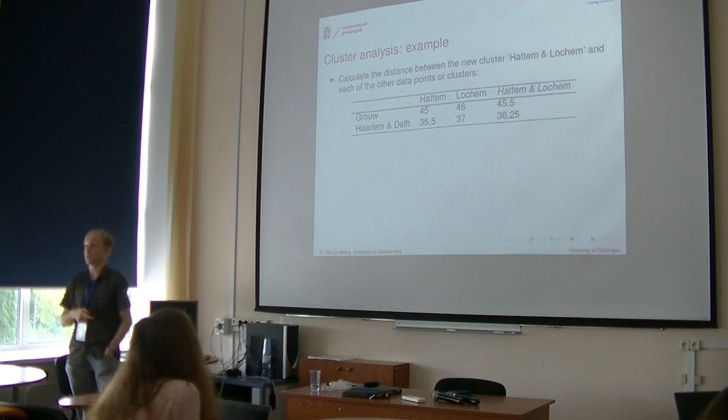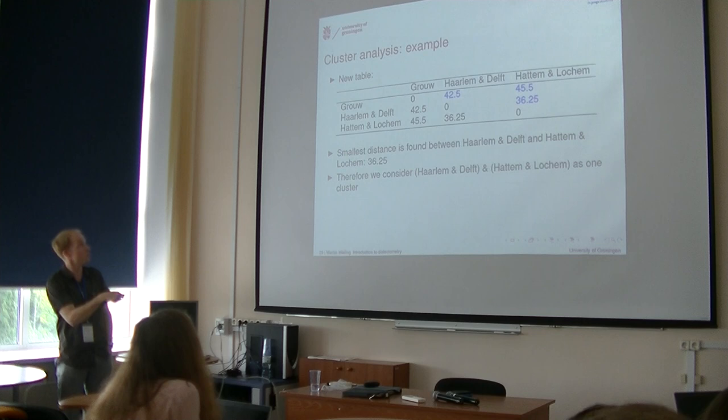Is this all clear? Right? So we get a new table now, which has Haarlem and Delft and Hattem and Lochem grouped. And then we have Gauw. So we now find again the smallest distance between Haarlem and Delft and Hattem and Lochem, right? Because that's this one. And we consider Haarlem and Delft and Hattem and Lochem as one cluster. Right? So we group the two.